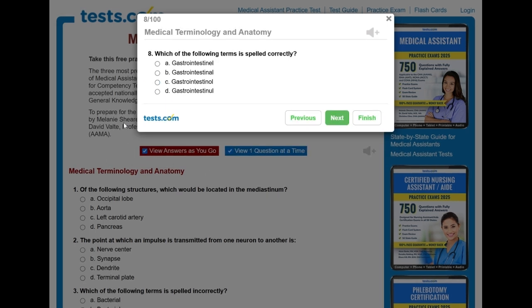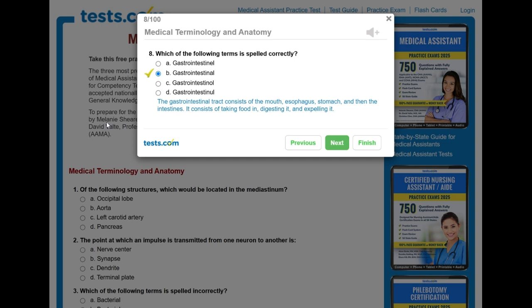Question 8. Which of the following terms is spelled correctly? A. Gastrointestinal. B. Gastrointestinal. C. Gastrointestinal. D. Gastrointestinal. B. Gastrointestinal. The gastrointestinal tract consists of the mouth, esophagus, stomach, and then the intestines. It consists of taking food in, digesting it, and expelling it.